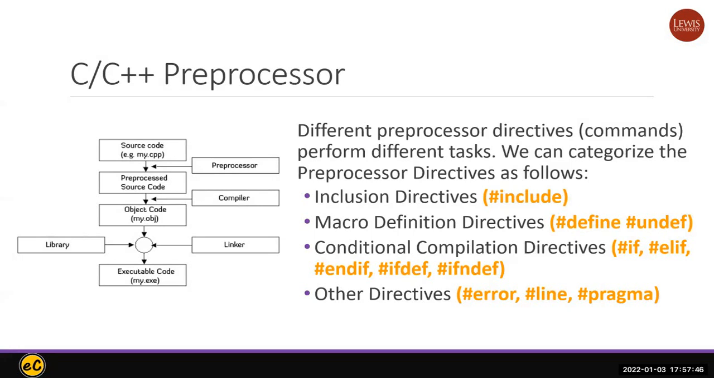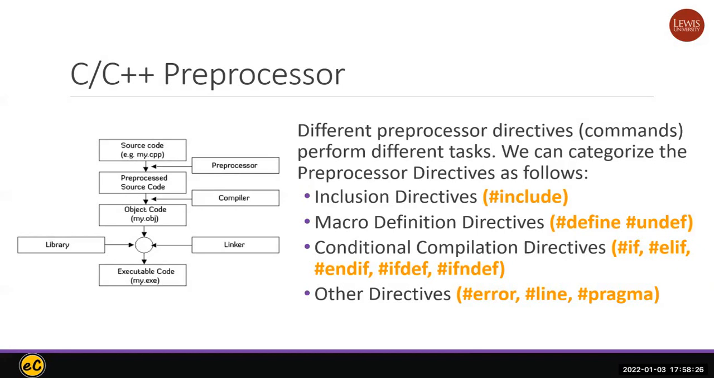So different preprocessor directive commands will perform different tasks. We can categorize the preprocessor directives as follows. These are the four major types of directives. Inclusion directives. These are include statements, so a program using different modules would use this include directive. Macro definition directives, so define, undef. These are macro directives, and the preprocessor will replace your macro with its definition.